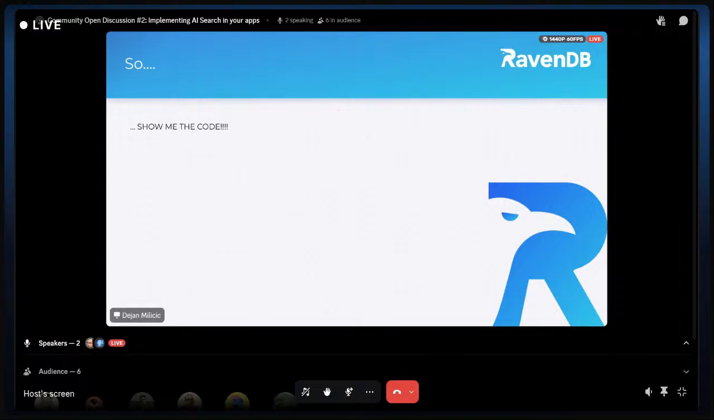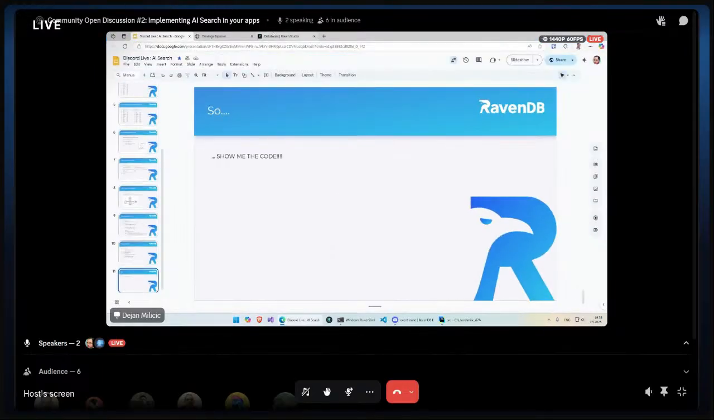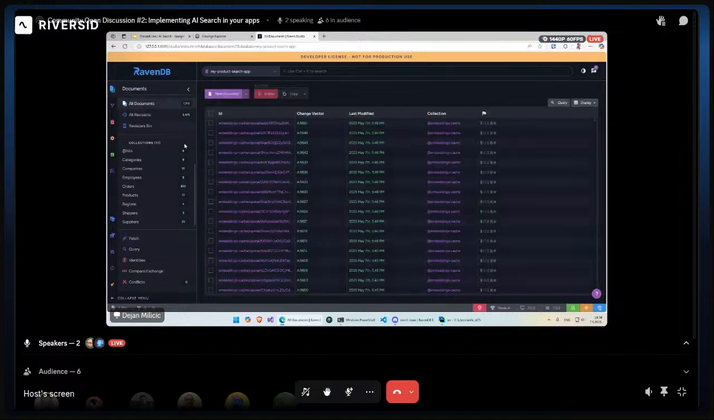So, enough slides. Let me show you one possible example of application of vector search. This is my Raven database, and you probably saw this. This is our famous Northwind sample dataset. I don't know if you ever read the history of this sample dataset, but this is something that Microsoft created a couple of decades ago. This is a database representing a fictional company that is trading food across the world.